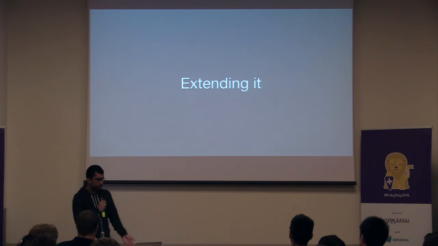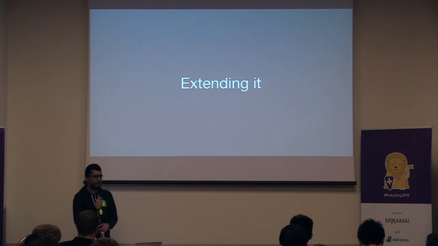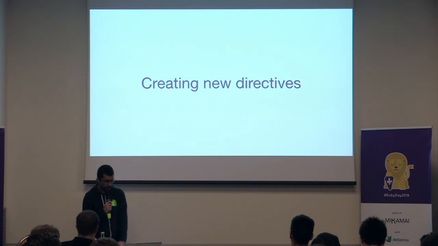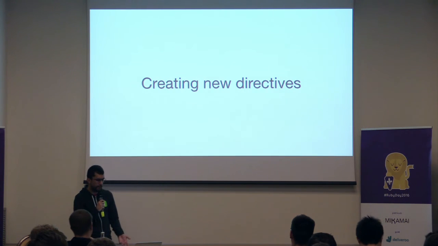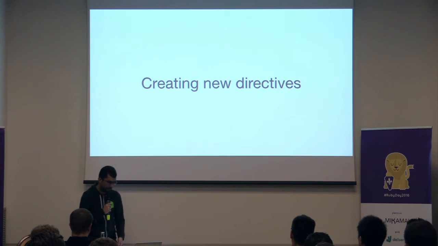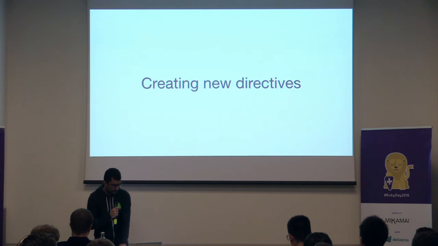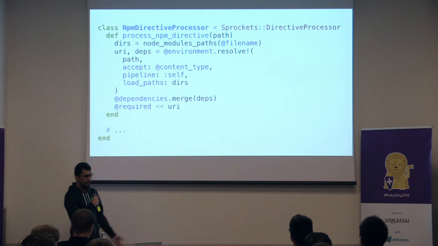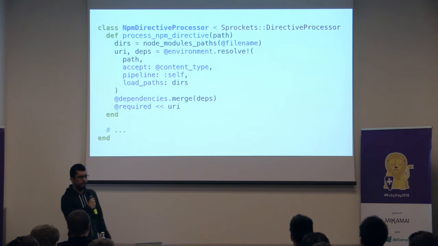So how do you extend Sprockets? I have some ideas here on how to extend Sprockets. It's actually real code extracted from the Shopify code base. We have some ways to create new directives. Let's say that I want a special command to include NPM modules inside my application. To create that, I define a new directive processor that inherits from the default directive processor of Sprockets.